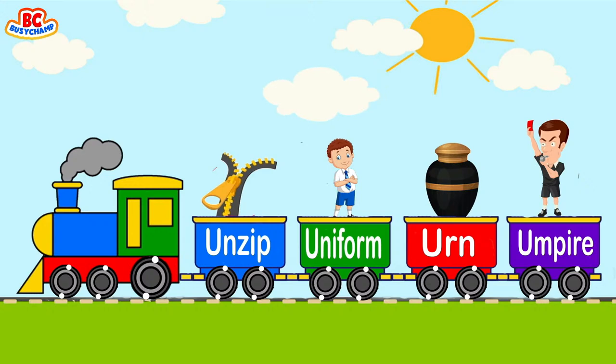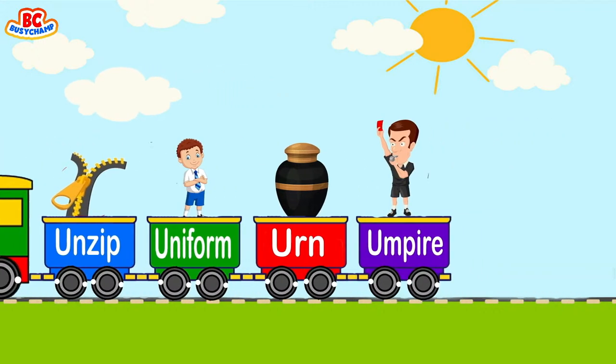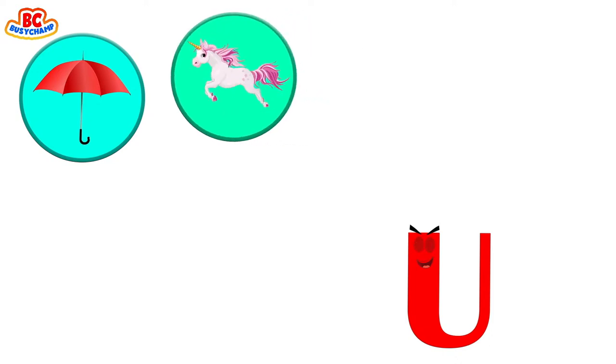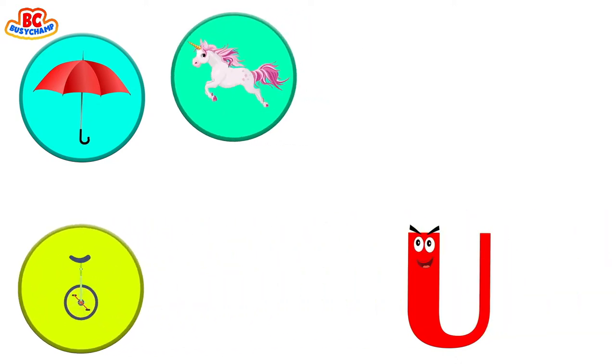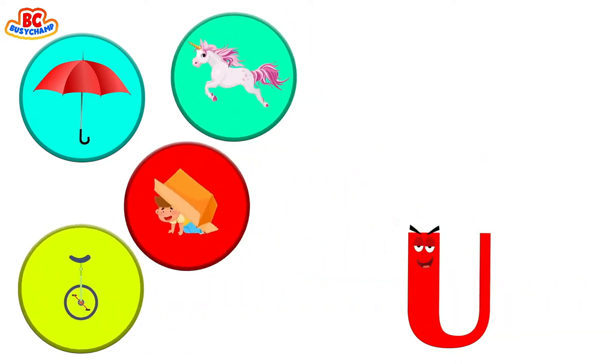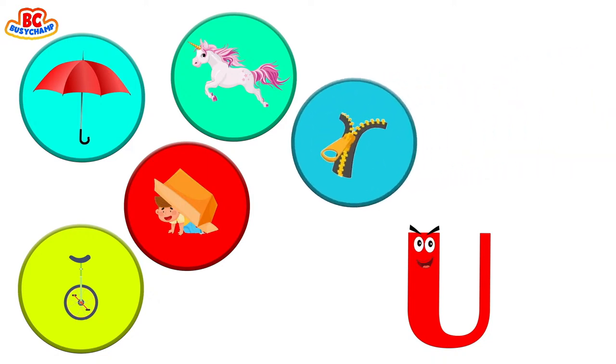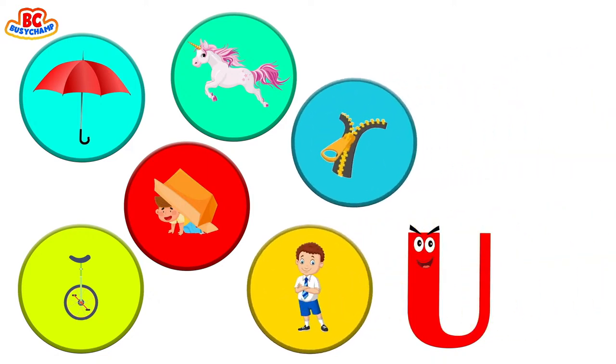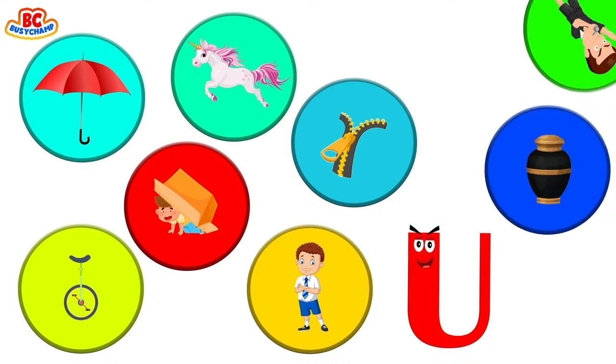Let's revise the words with the letter U. Unzip. Uniform. Urn. Umpire. U. Umbrella. Unicorn. Unicycle. Under. Unzip. Uniform. Urn. Umpire.